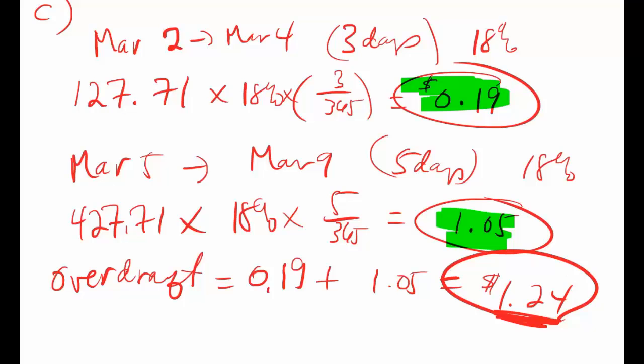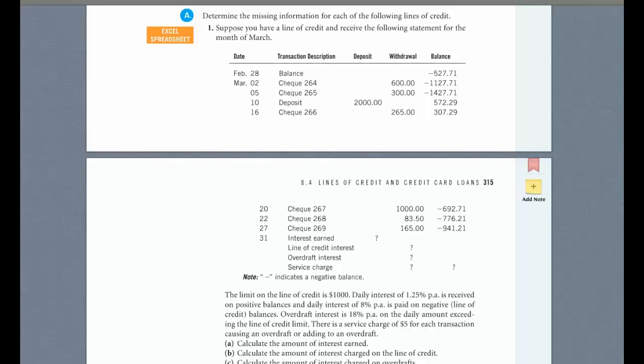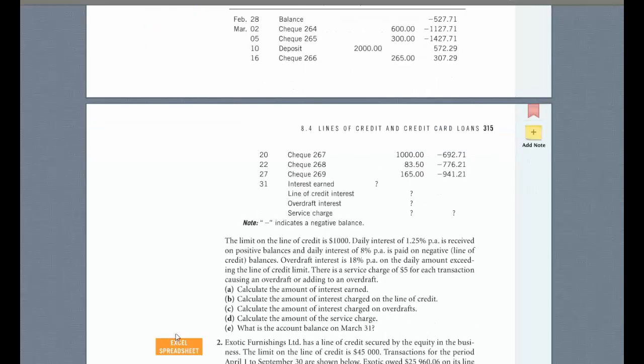Let's see. D. Let's look again. D says calculate the amount of service charge. So service charge, that's $5 for every time you go over. So it's 2 times $5. It's $10.